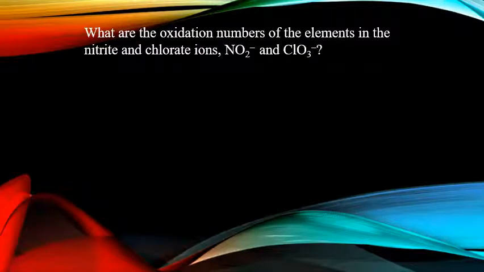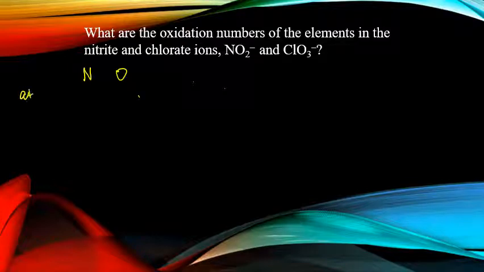So let's begin by looking at a couple of example problems where we're assigning oxidation numbers. We're going to assign oxidation numbers for the elements in the nitrite and chlorate ions, NO2- and ClO3- respectively. The first thing we want to do is set up a little data table. You don't have to do it if you remember what to do, but I find that people get a better idea of what's going on when I put it into a table form.